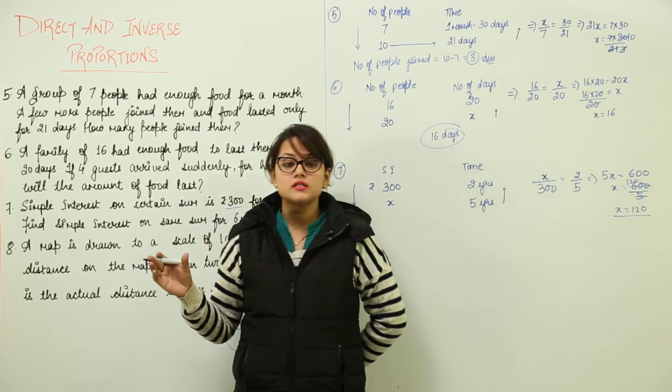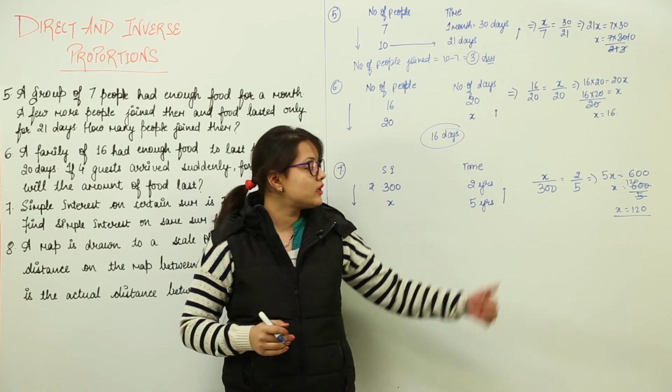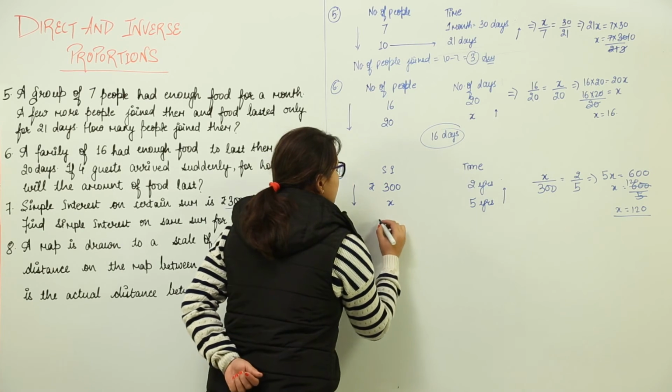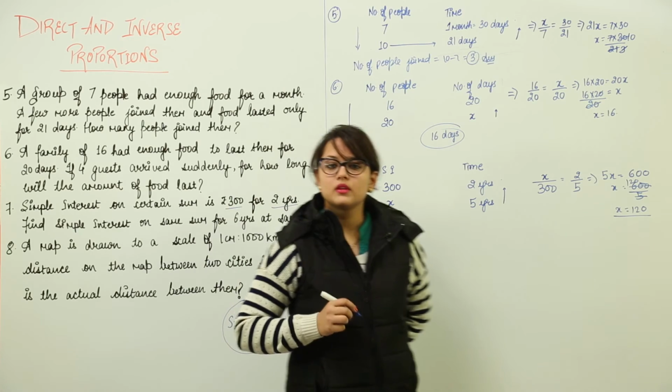If the period is extended from 2 to 6, the simple interest that the person is going to get would be how much? 120 rupees. So rupees 120 is the simple interest, right?